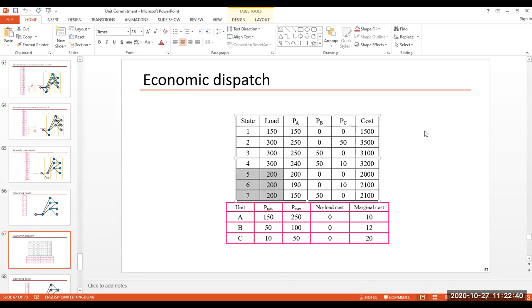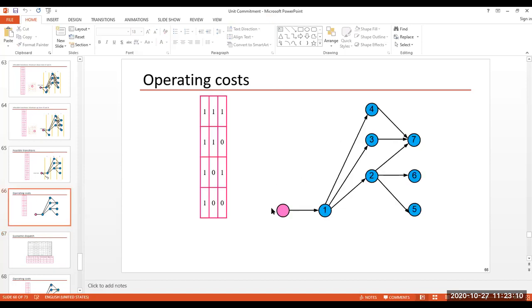Now we have to get the economic load dispatch solution. These three columns basically give us the information about how, for satisfying this demand, the generation should be distributed among the available units. So state 1, 150 megawatt demand. Where is state 1? State 1 and 5 both belong to this combination 100.